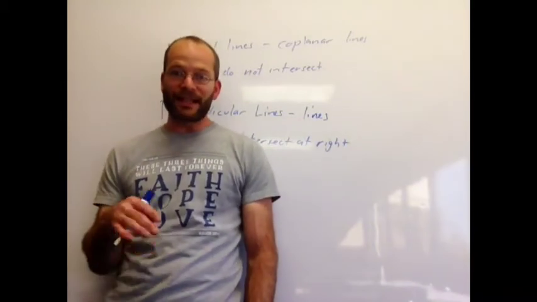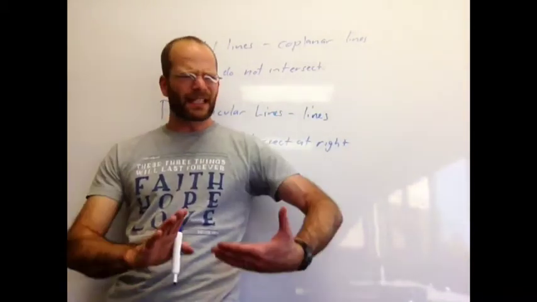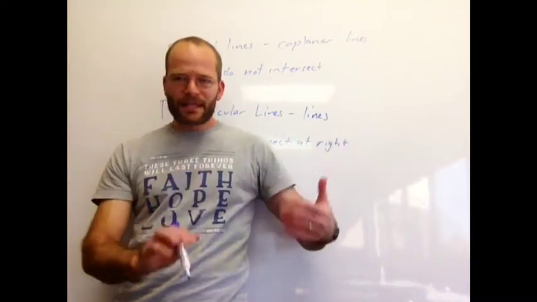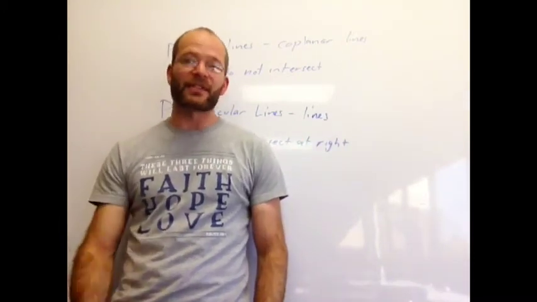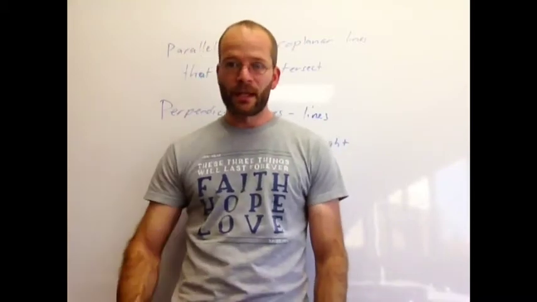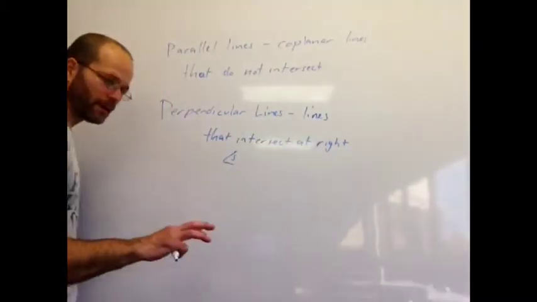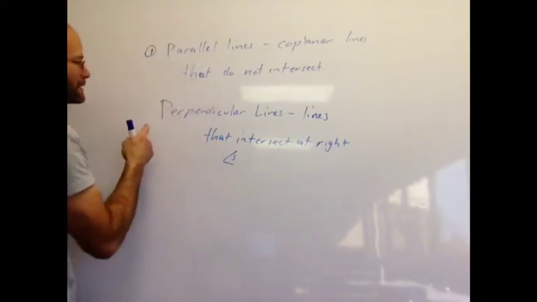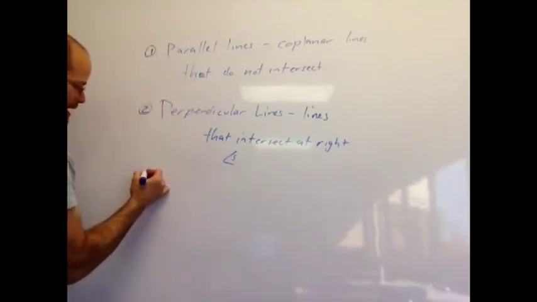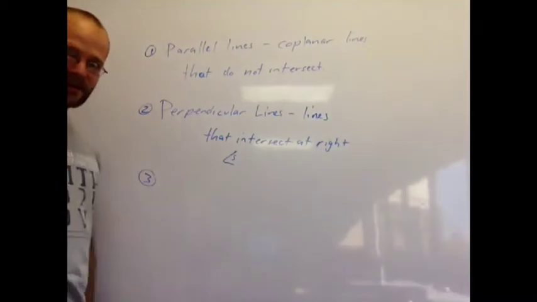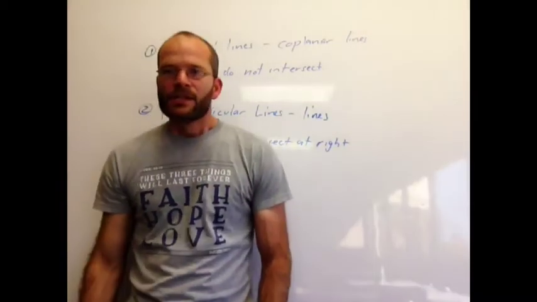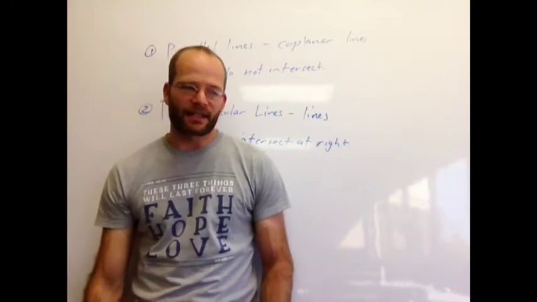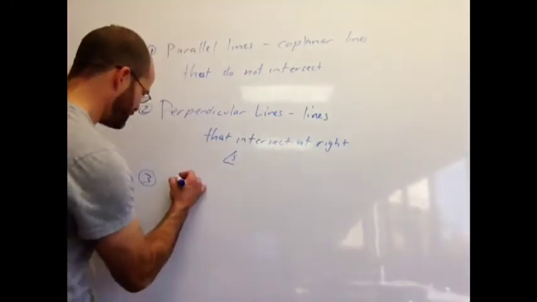It's important that they intersect. Just because one goes up and down and the other one goes left and right does not mean they're perpendicular lines. They have to intersect in order to be perpendicular lines. The third kind of line that we run into are skew lines. So we have parallel lines, perpendicular lines, and then sometimes we run into line pairs that are skew lines. Skew lines are lines that are not parallel and never intersect. Not parallel and never intersect.